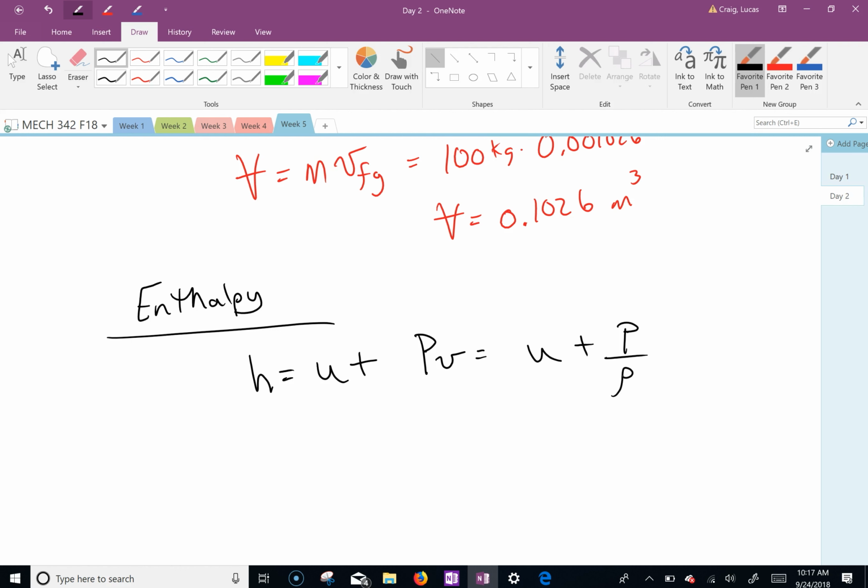So enthalpy is what they call H, and it's just a combination of internal energy plus pressure over rho. That's it. They just combine these two. Why? It's just a shortcut. Later in the second law, when we do it for an open system, we just replace U plus PV with H. Okay?